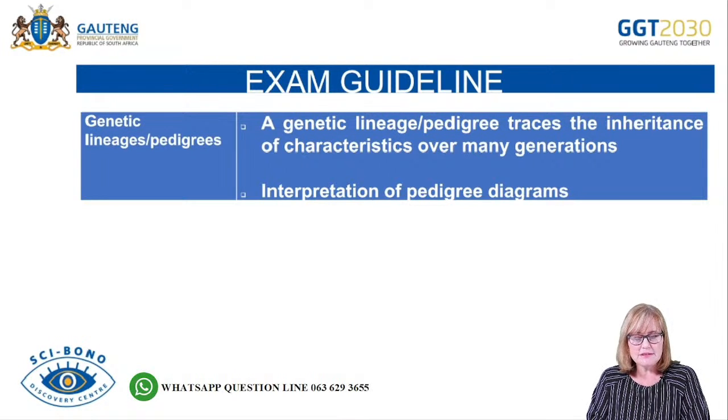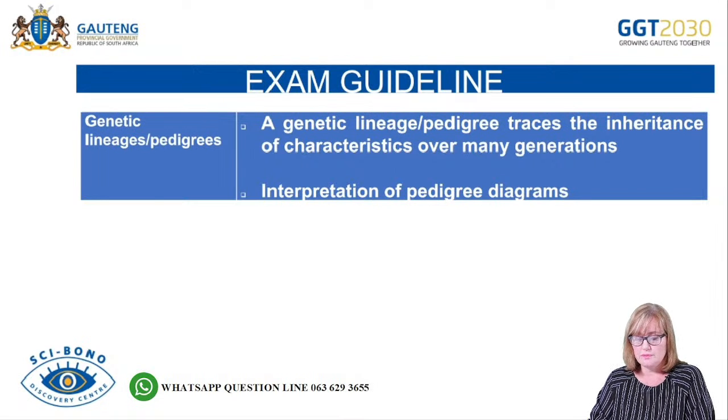Now you will see this topic that I'm doing now, genetic lineages and pedigrees. What are they saying? Firstly, a genetic lineage or pedigree traces the inheritance of a characteristic over many generations. We'll get into that just now. And you'll also have to be able to interpret a pedigree diagram, and that's what we're going to be doing this afternoon.